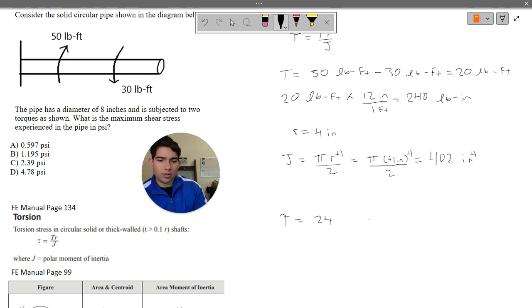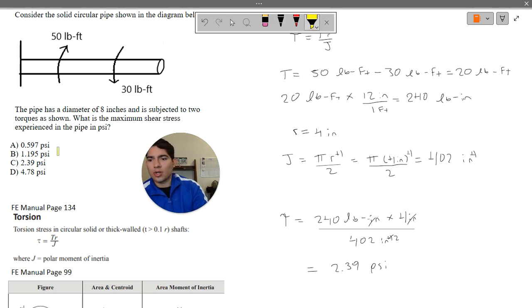So now let's go ahead and plug into our maximum shear stress formula. 240 pound-inches was our resultant torque, multiplied by our radius of 4 inches all over our polar moment of inertia, which in this case was 402 inches to the fourth. And once you solve that, the answer is 2.39 psi. So if you look at our multiple choice, the answer is C.